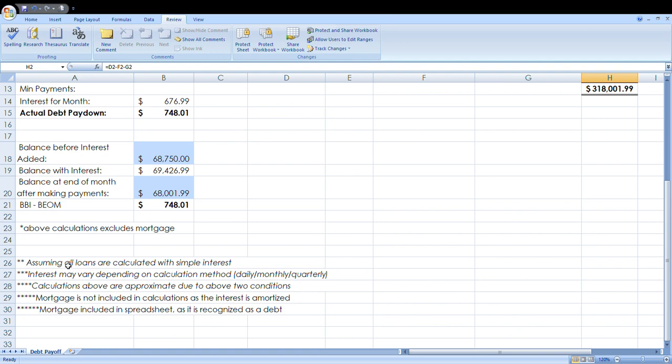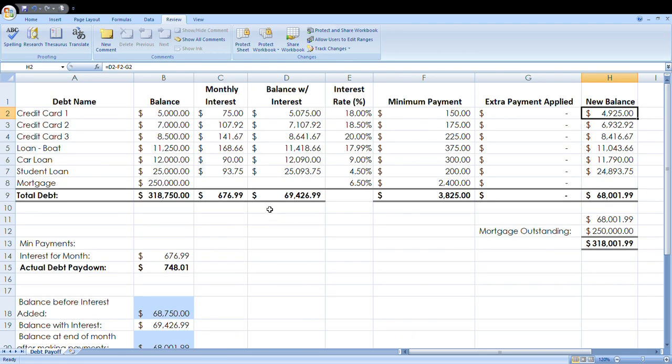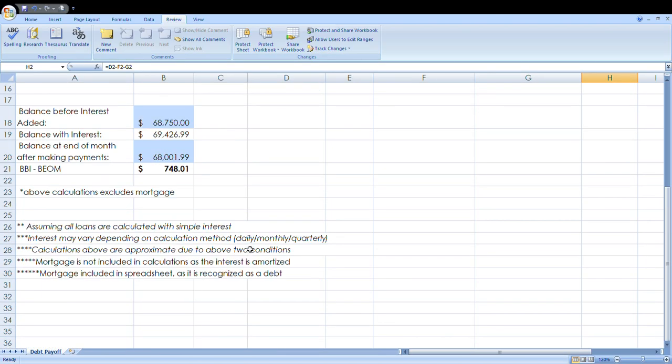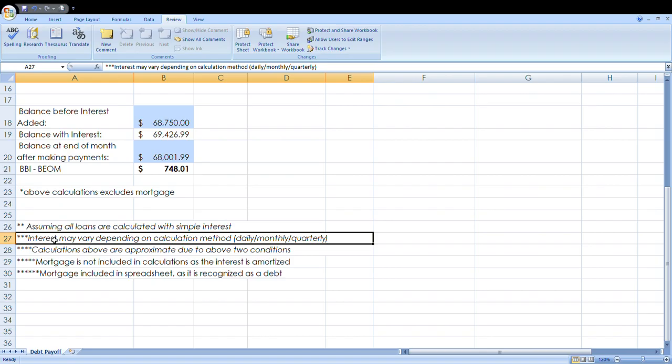So assuming these interest rates up here, we're assuming that all loans are simple interest loans, which means they could be calculated differently. Interest may vary depending on the calculation method. It might be a daily compounding rate, a monthly compounding rate, or a quarterly compounding rate. But we're just going to say they're all simple interest. Daily compounding is what I'm using, the simple interest method in this scenario.